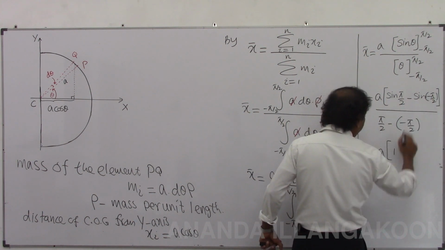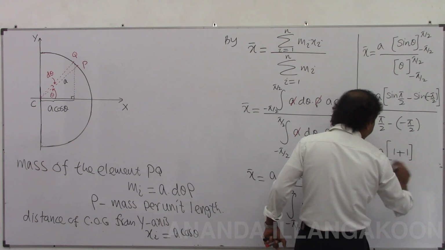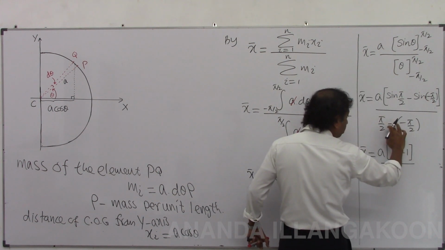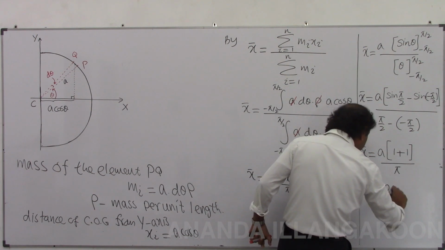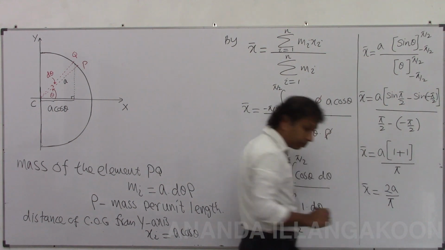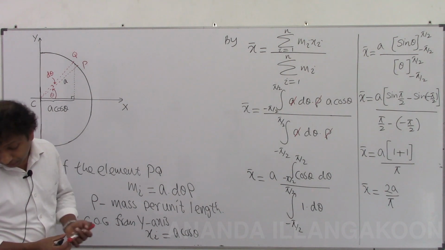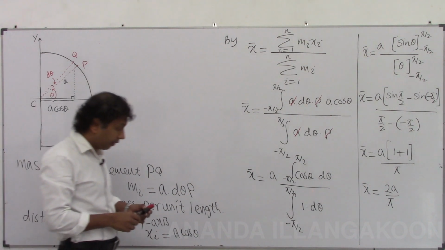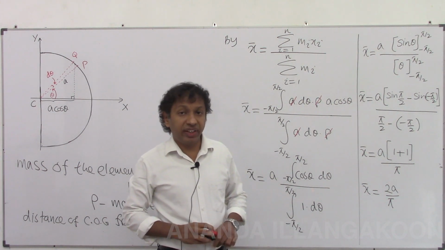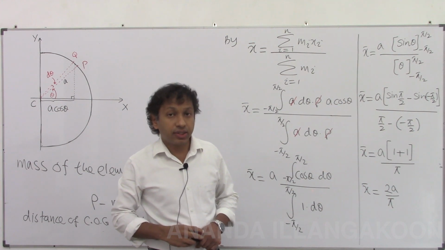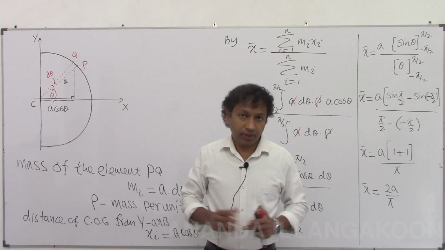Right? Here we will take the minus sign out. We get sine 90, which is also 1. Here pi by 2 plus pi by 2 is nothing but pi. So therefore here we get x bar equals 2a divided by pi. The first answer. Right? So then we must write the answer finally. Therefore, the center of gravity of the semicircular arc lies on its axis of symmetry at a distance 2a upon pi from C. That is the final answer.